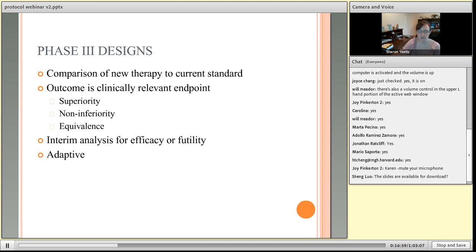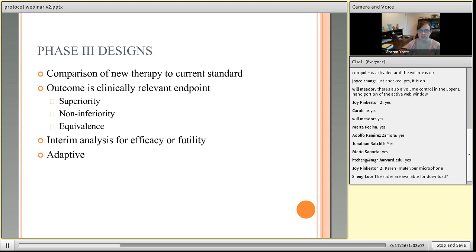In some cases, you're not interested in testing superiority. You may not even expect that your new intervention is superior, but it might have other advantages that would make you want to consider it. The Rampart trial, which was completed a couple of years ago, is a nice example of a non-inferiority study. Or you might be looking at establishing equivalence of 2 interventions. These phase 3 designs often include interim analysis for efficacy and or futility.